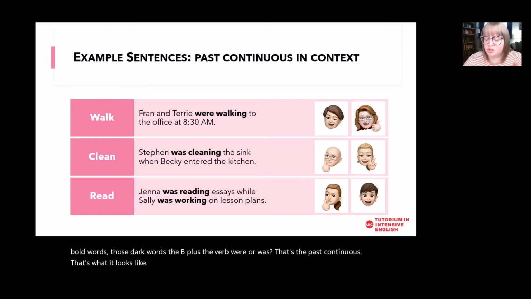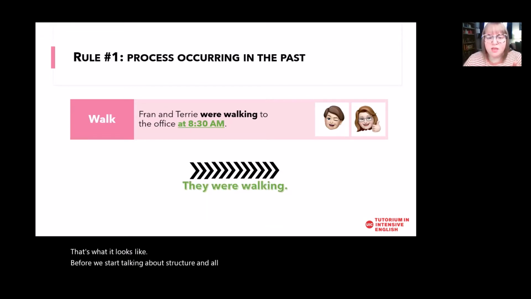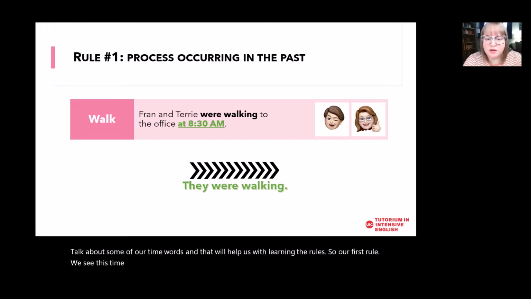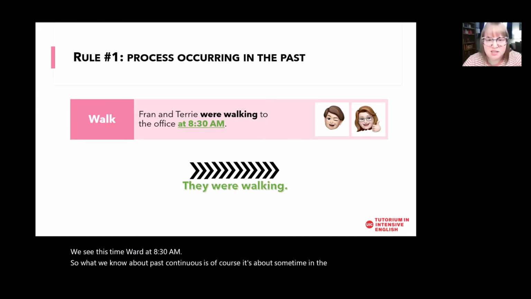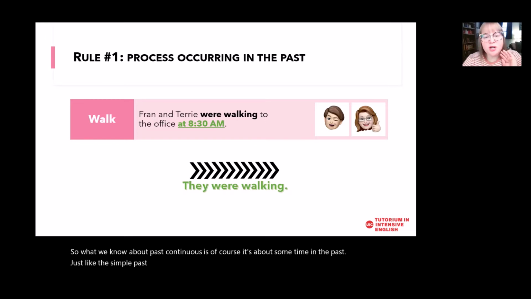Before we start talking about structure and all that, let's at least talk about some of our time words, and that will help us with learning the rules. So our first rule, well, we see this time word at 8:30 a.m. So what we know about past continuous is, of course, it's about sometime in the past, just like the simple past, right? It occurred at some point in the past. Okay. But the feeling is a little bit different.